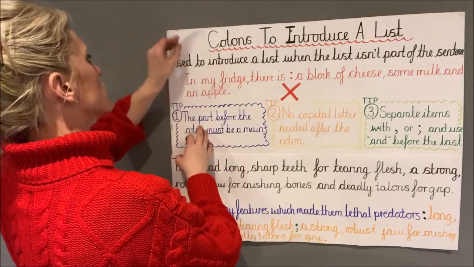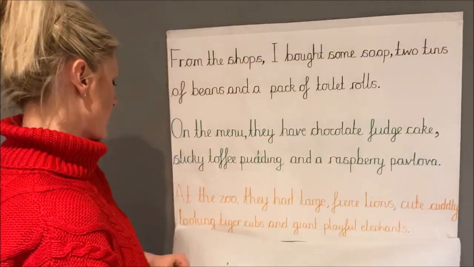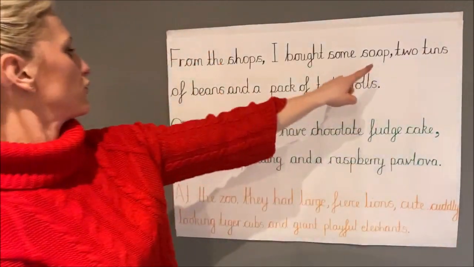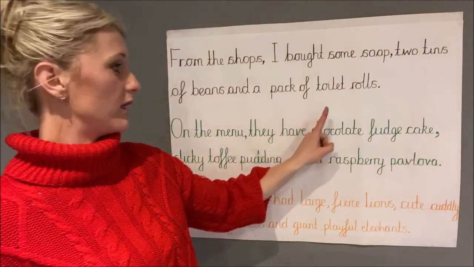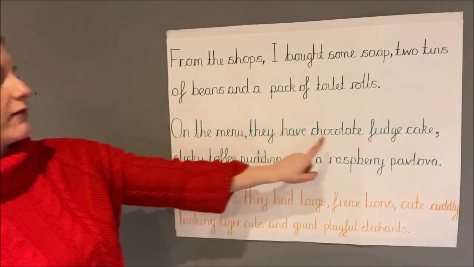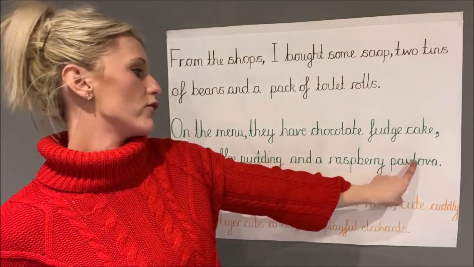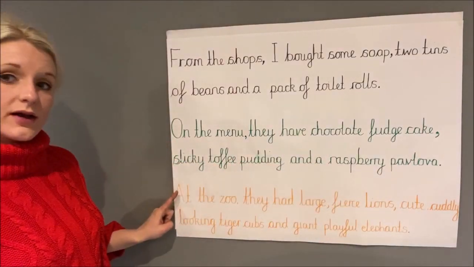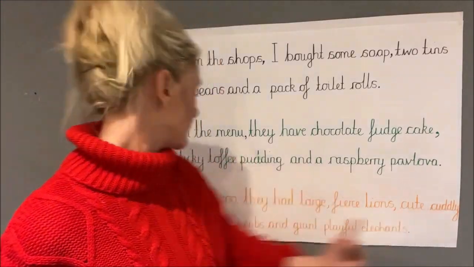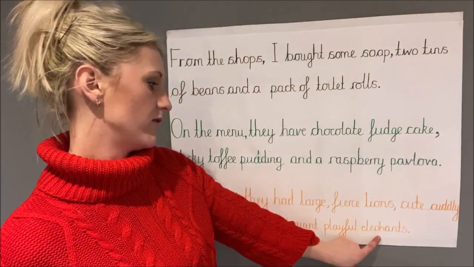So what I am going to show to you now, I've written out 3 lists here. So we've got, from the shops, I bought some soap, 2 tins of beans and a pack of toilet rolls. Okay. On the second list, we've got on the menu, they have chocolate fudge cake, sticky toffee pudding, and a raspberry pavlova, my favourite. And on the last one, it says at the zoo, they had large fierce lions, cute cuddly looking tiger cubs, and giant playful elephants.